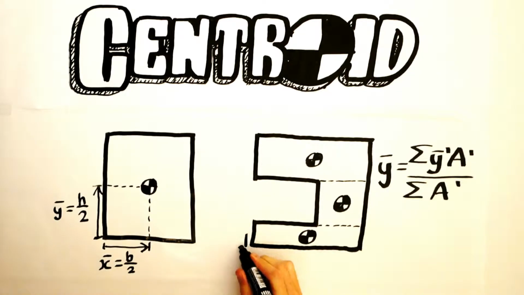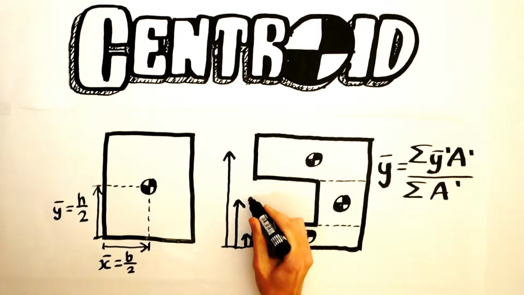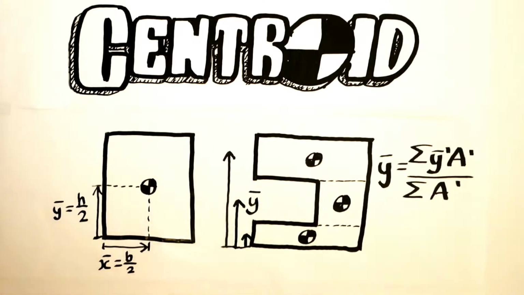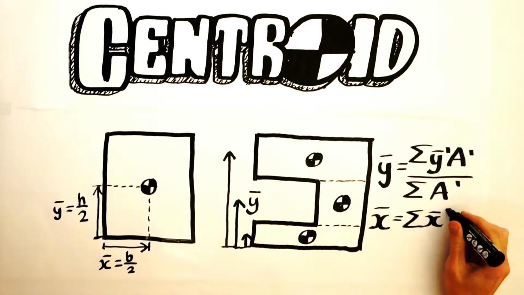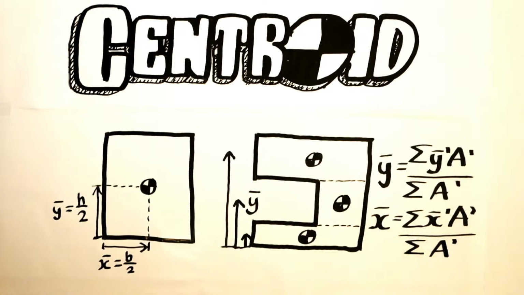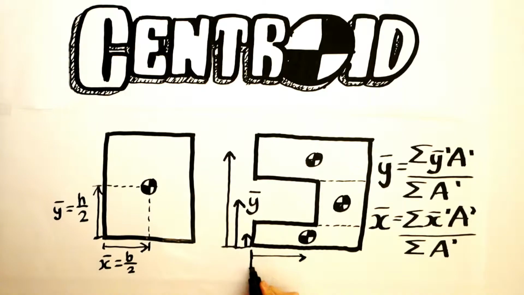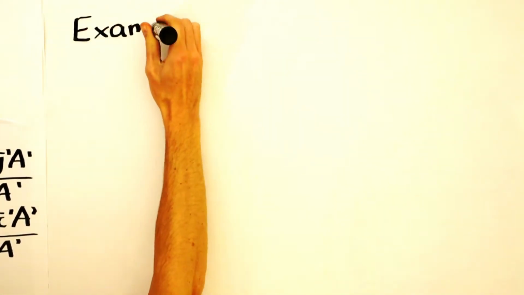Y bar represents the centroid of the whole shape, while y bar dash is the centroid of each individual rectangle, and a dash is the area of each of those rectangles. We can also do the same thing for the x component. X bar is equal to the sum of x bar dash a dash over the sum of a dash. The x equation is just the same, except that x bar dash is the horizontal distance to each of the centroids. This can be really confusing, so let's do a quick example.